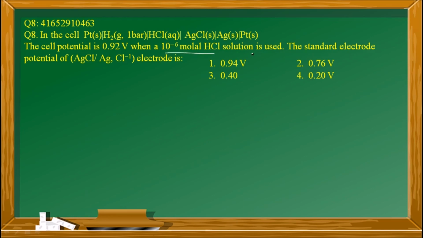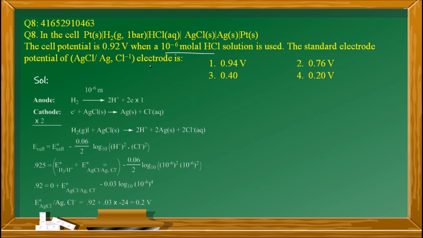The standard electrode potential of the silver chloride, silver and chloride electrode: simply substitute the values if you know the equation. Anode and cathode, everything is given. Just substitute this 0.06. Whatever values they have given, substitute them and you are going to get 0.2. So 0.2 volts is the correct option, friends.